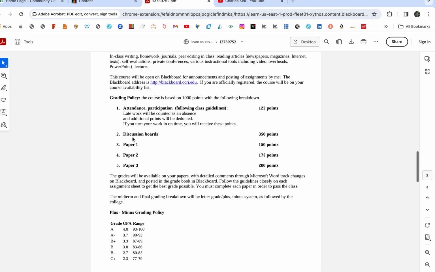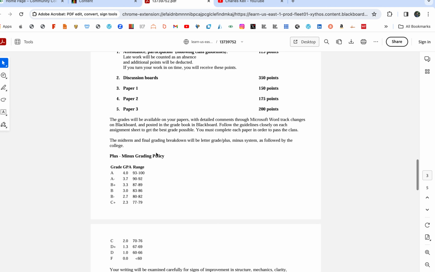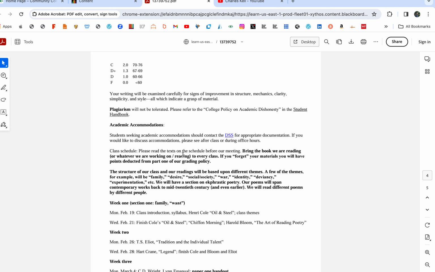The big money from our class are these discussion boards. There'll be discussion boards that are worth 350 points. I'm going to make a separate video that walks through them in detail. And then we have 3 papers. Paper 1, 150, paper 2, 175, and paper 3, 200 points. 3 shorter papers. That's the course. Discussion boards and 3 short papers. That's what we'll be doing. There's no quizzes, no exams, none of that stuff. If you need accommodations, contact the DSS.